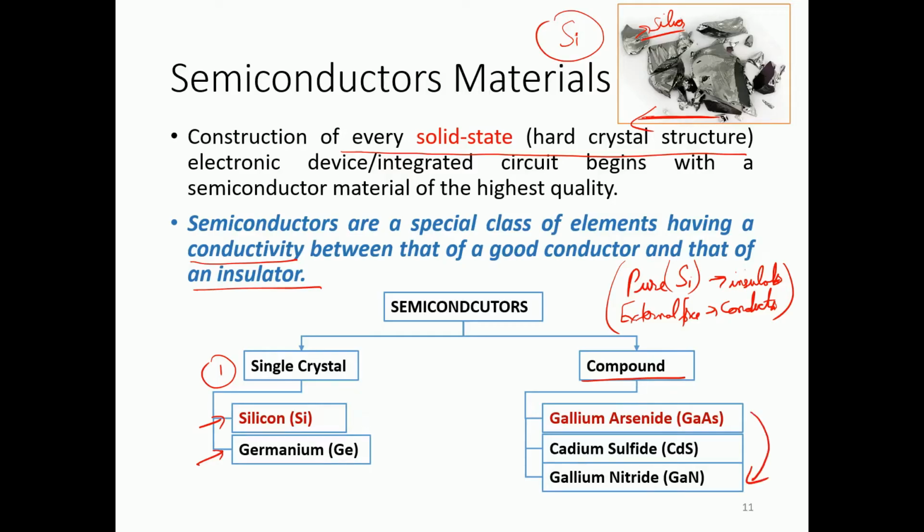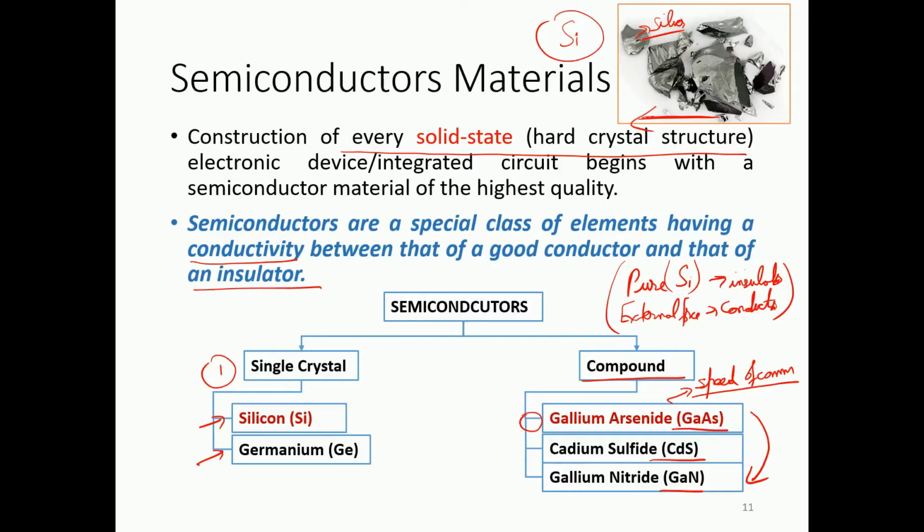This is gallium arsenide, cadmium sulfide, and gallium nitride. So these combinations basically give us more control in terms of processing power, or, as we normally say, the speed of communication is normally increased when we use combination or compound semiconductors.